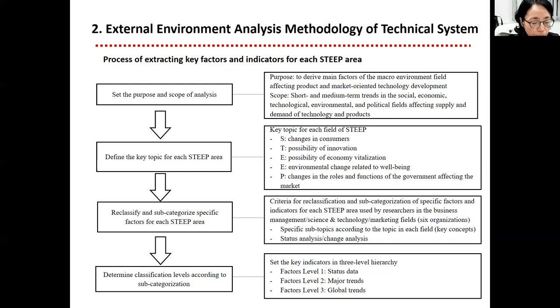The key topic in the social field was defined as changes in consumers. The key topic in the technological field was defined as visibility of innovation. The key topic in the economic field was defined as possibility of economic revitalization. The key topic in the environment field was defined as environmental change related to well-being. And the key topic in the political field was defined as changes in the roles and functions of the government affecting the market.